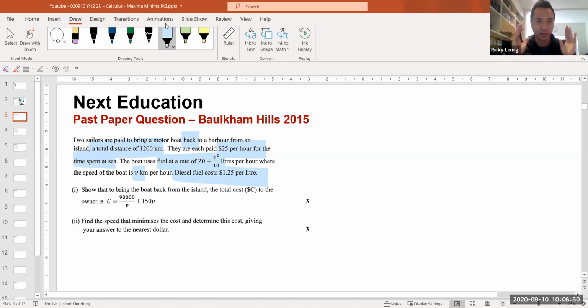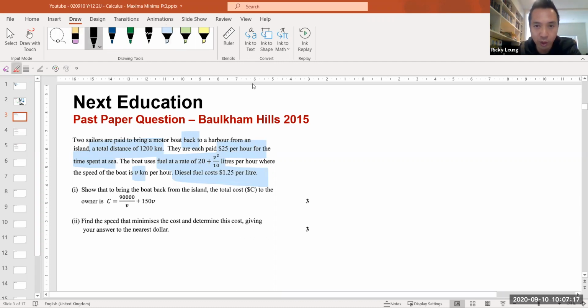Now, wow, that's a lot of information, right? So let's break this down. You've got 2 sailors. They travel to a place and back. They get paid $25 an hour while at sea, but there's also a cost to running the boat because there's a fuel cost, right? They use fuel at this many litres per hour, and fuel costs this much per litre. Okay, now that's important.